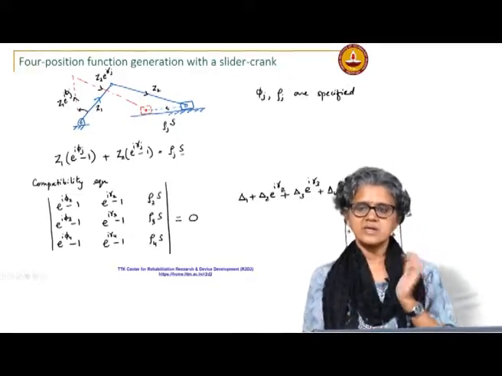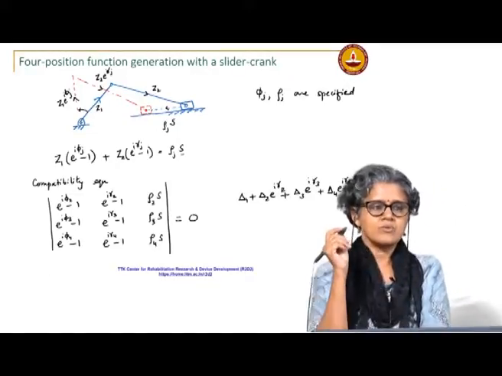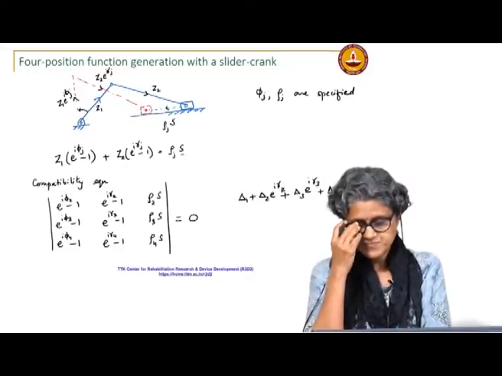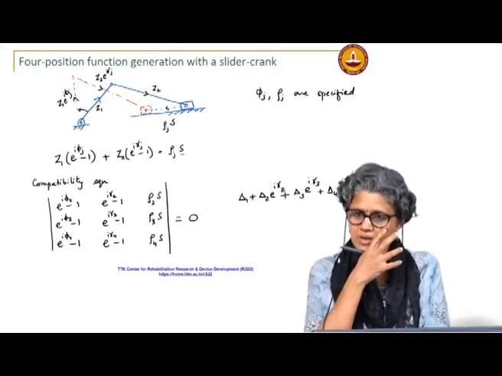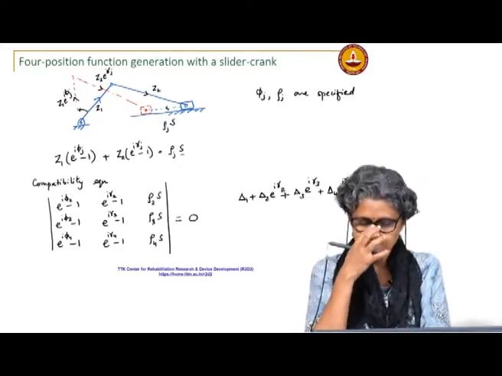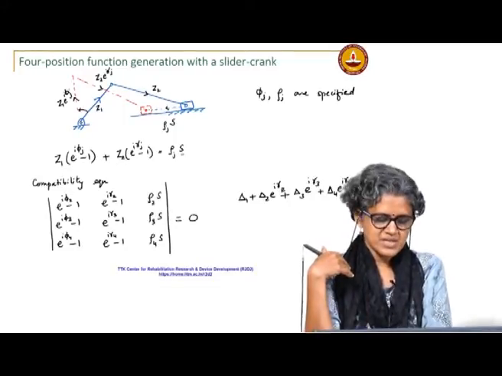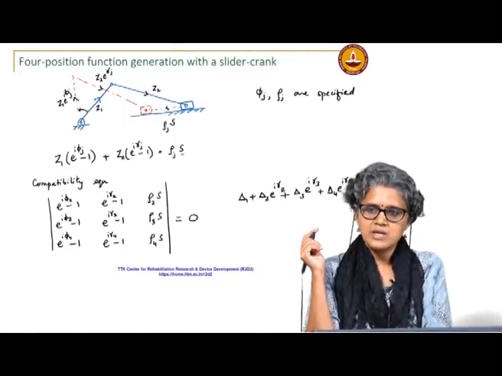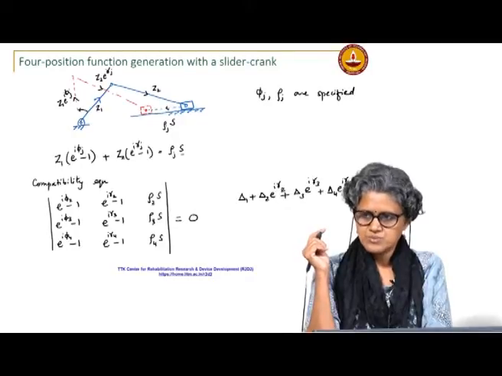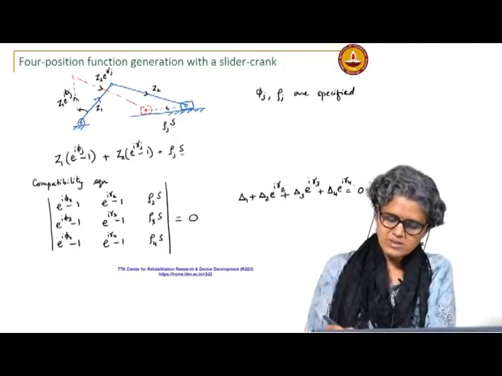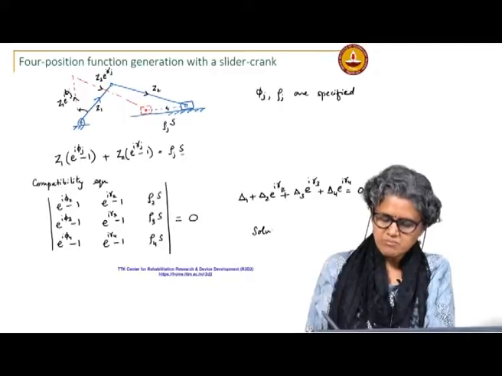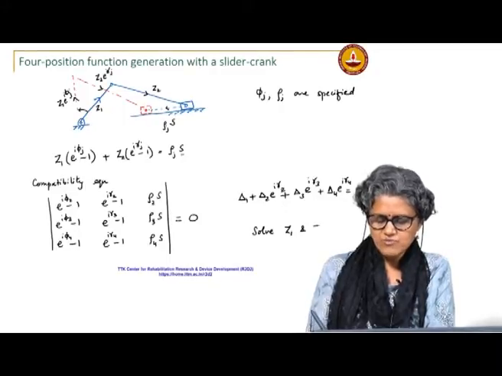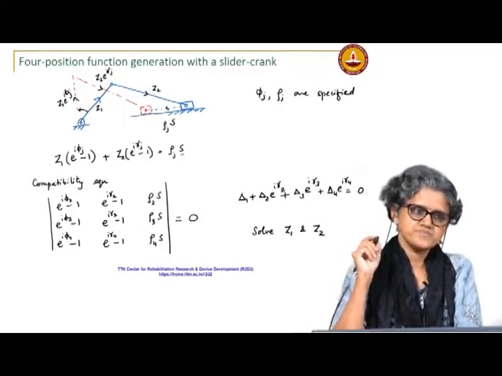Okay, so you will find what are the angles of the connecting rod or coupler that will let you solve the equations for Z1 and Z2. Okay. So, once you solve the compatibility equation, you solve for Z1 and Z2. Okay.